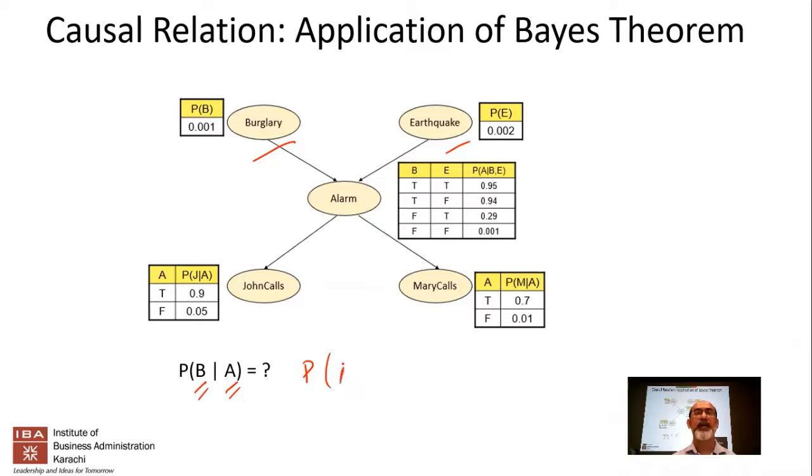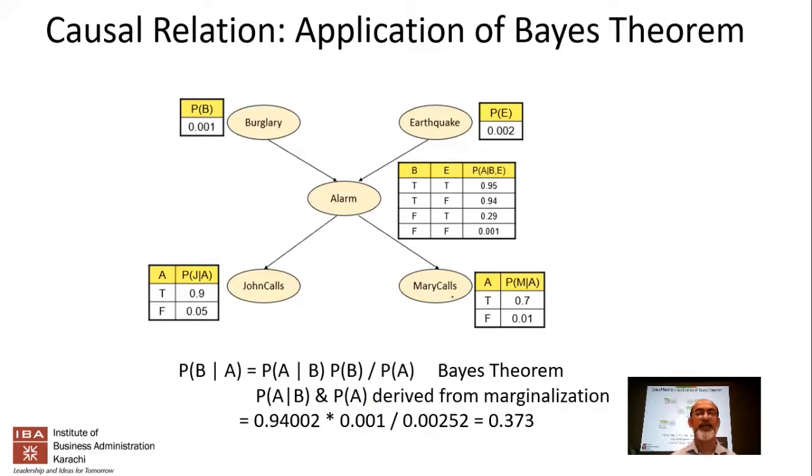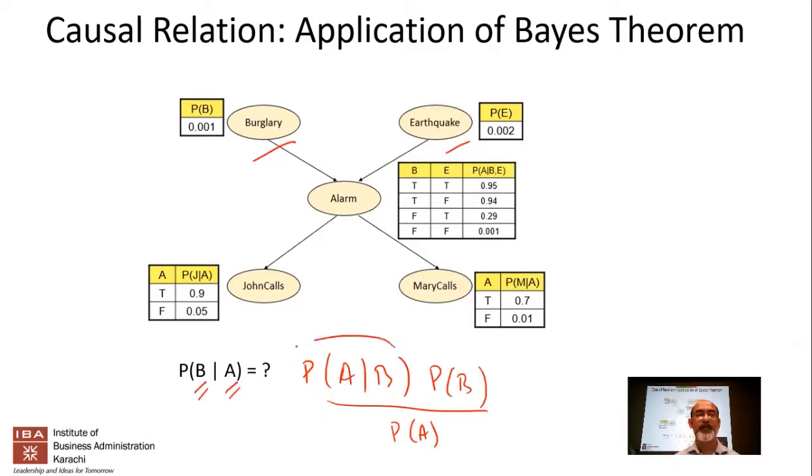Probability of A given B, multiplied by the probability of B, divided by the probability of A. That's your standard Bayes theorem. Now the question is, do we know these parts, right? Do we know the probability of A given B? Do we know what the probability of B is? And do we know what the probability of A is so far?